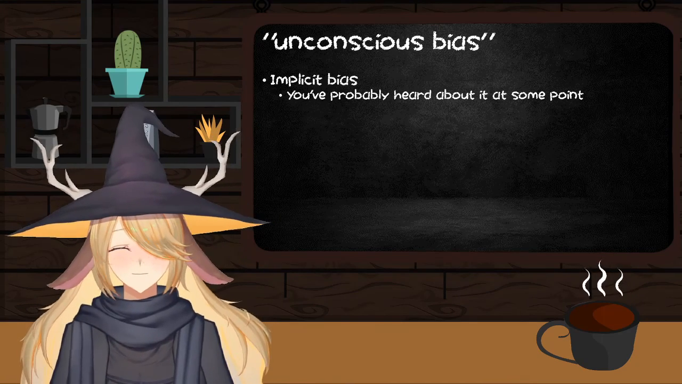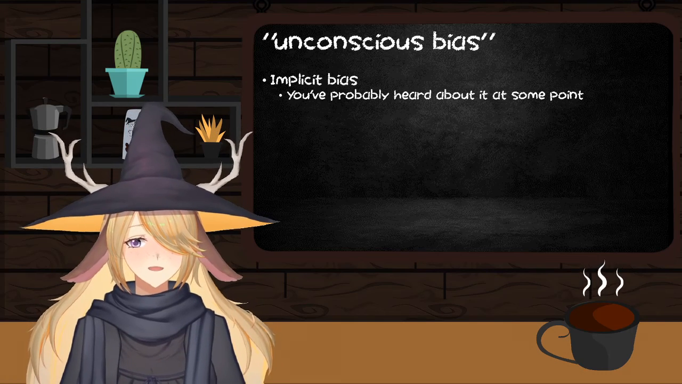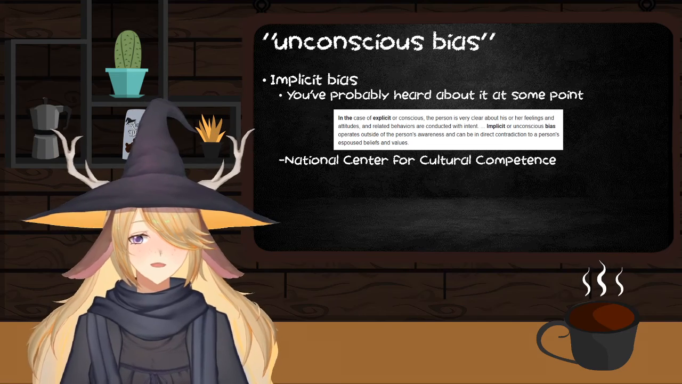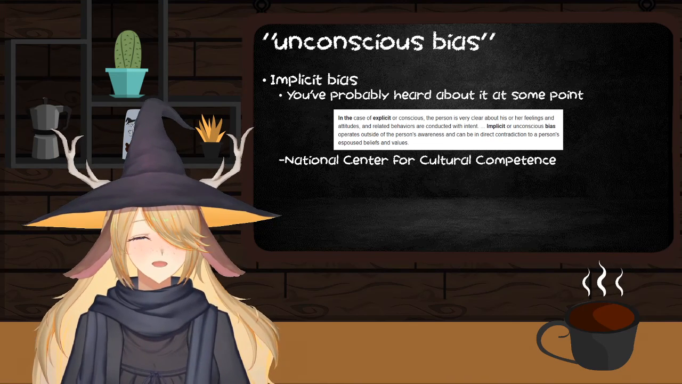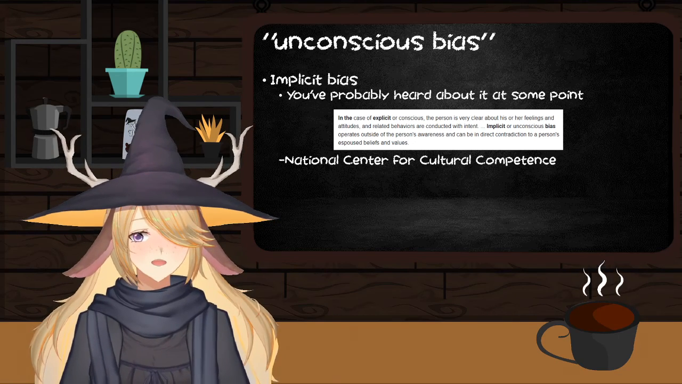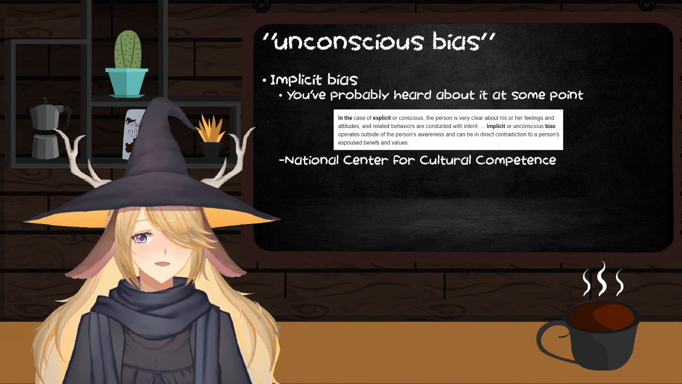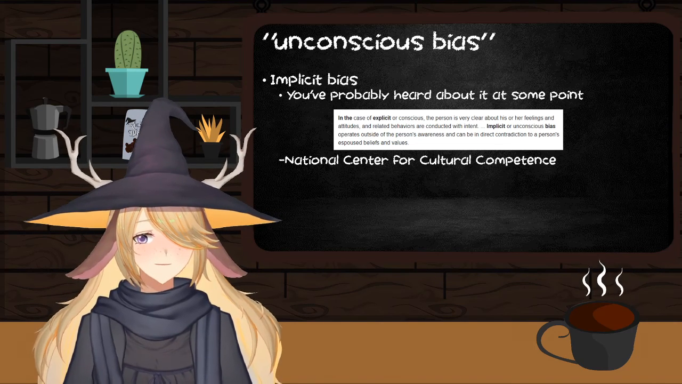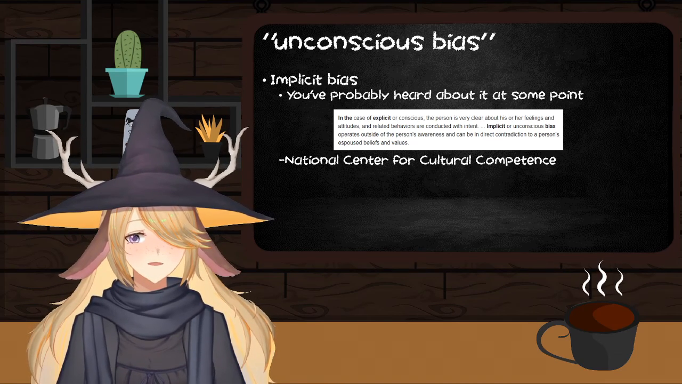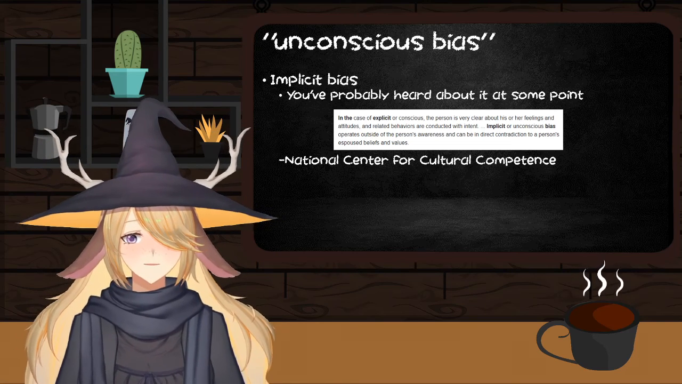But within this world of unconscious bias, you may have heard the term implicit bias at some point. I pulled this definition from the National Center of Cultural Competence, and they define these terms as, in the case of explicit or conscious, the person is very clear about his or her feelings and attitudes, and related behaviors are conducted with intent. Implicit or unconscious bias operates outside of the person's awareness and can be in direct contradiction to a person's espoused beliefs or values.